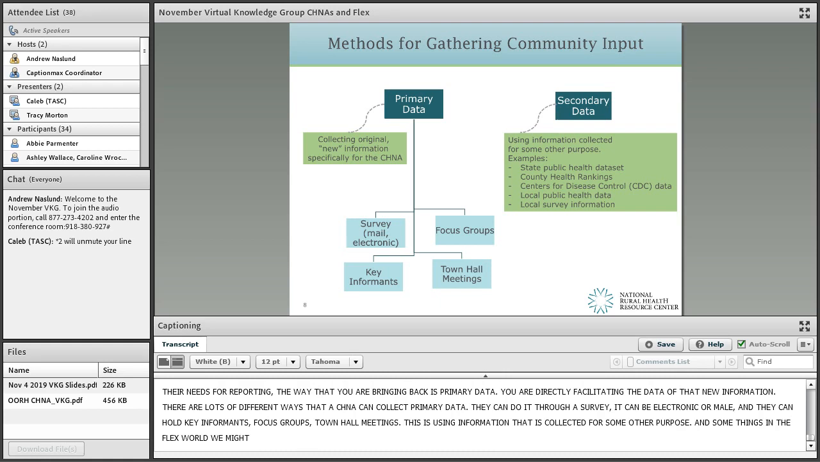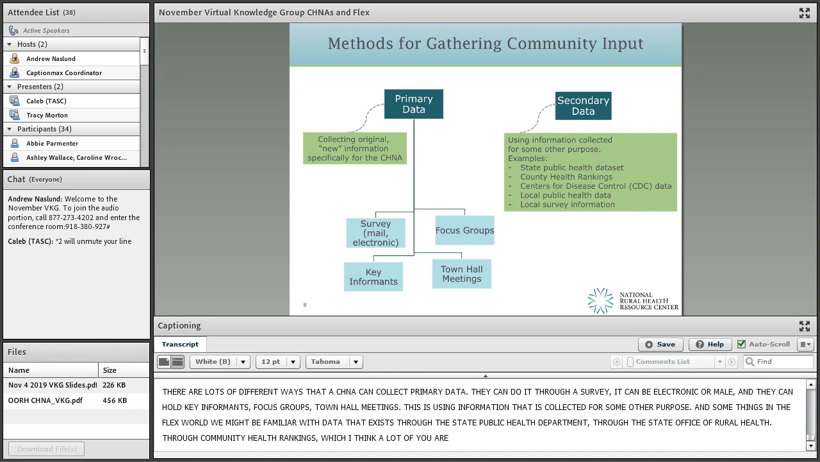So there are lots of different ways that a CHNA can collect primary data. They can do it through a survey, be it mailed or electronic. They can hold focus groups, town hall meetings, key informants, lots of different ways to do that.